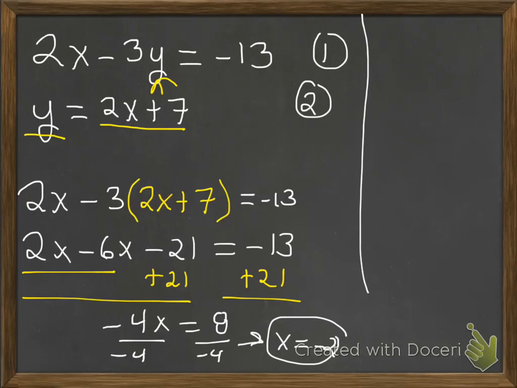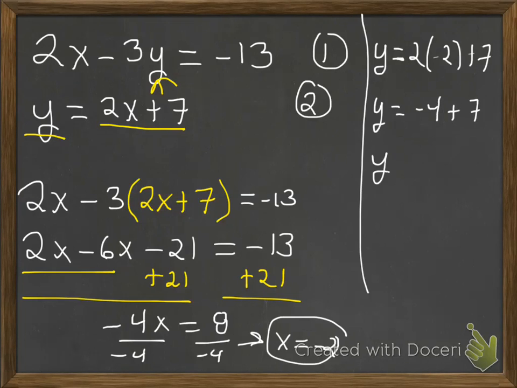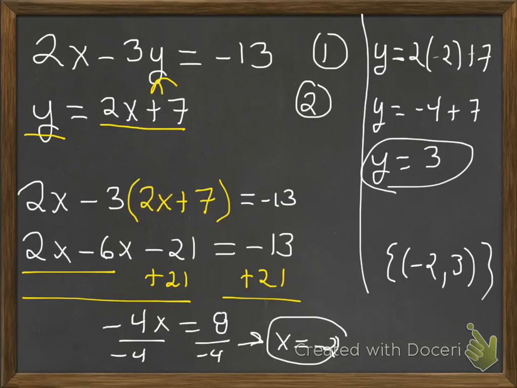Now I have the choice. Since I've solved, I can either plug it into the first or the second equation. It does not matter. I'll come up with the same y. I'm going to go with equation 2 because it looks like it's already solved for y, so it's going to be a little bit easier. So y is going to equal 2 times negative 2, which we found was what the x is, plus 7. So y is equal to negative 4 plus 7, so y will be equal to 3. And then my ordered pair will be negative 2 comma 3 for my x comma y.